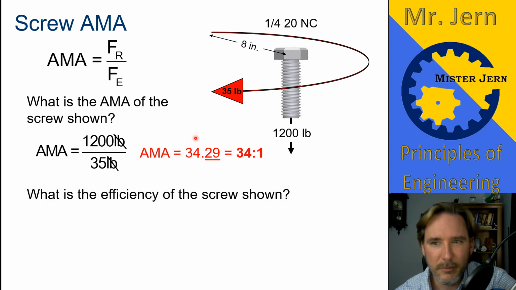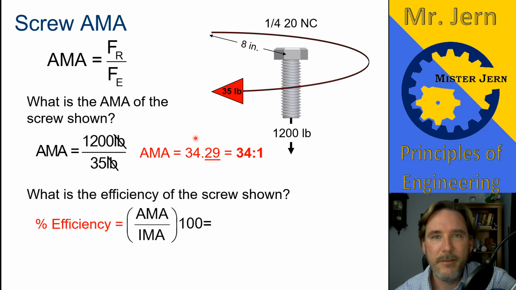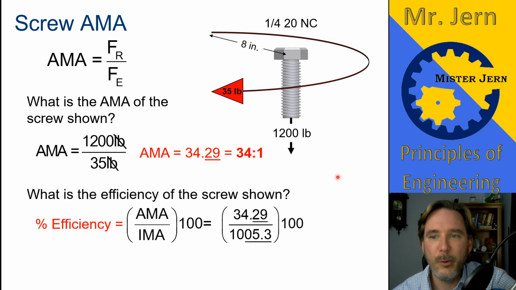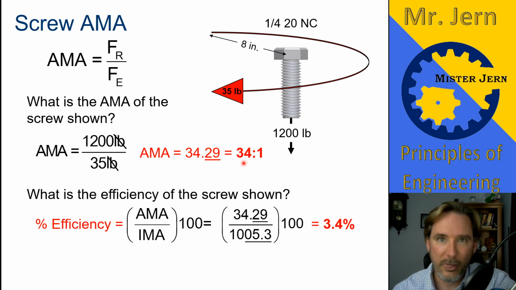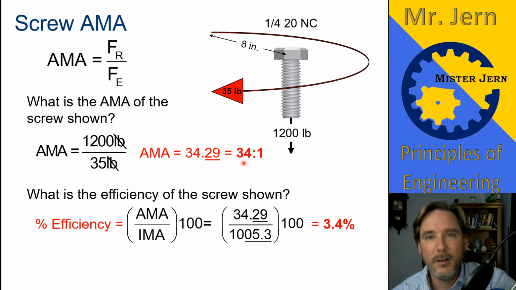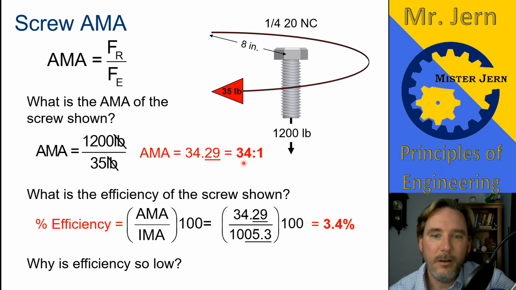What's the efficiency of a screw? Well, now that's another story. Our AMA divided by our IMA is our 34.29 divided by our 1,005.3 times 100. So our efficiency is only 3.4%. And there's a lot of friction in a screw. But that's basically it. Oh, why is efficiency so low? I guess I just answered that. Did you catch what I said?